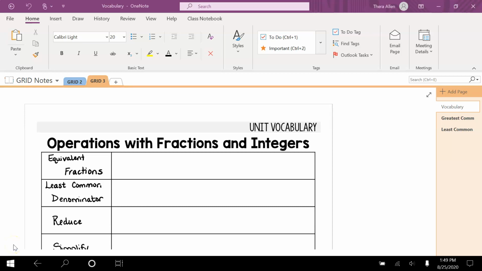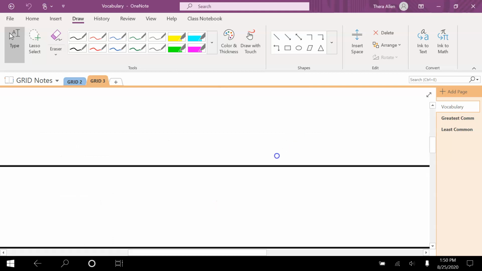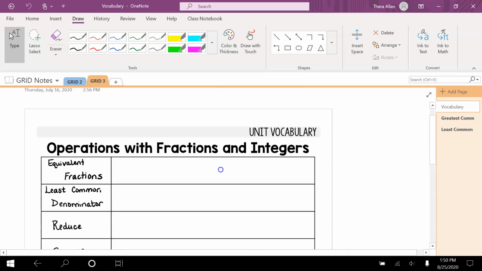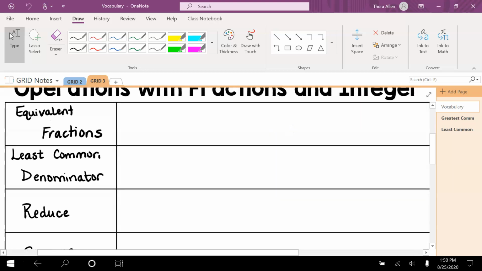So welcome to grid number 3, operations with fractions. We're going to be talking about a few different words that you've heard of before, but we're going to define them so you have it with you during your grid activities. Our first word that we're going to be talking about is equivalent fractions. So equivalent fractions are fractions that have the same value.